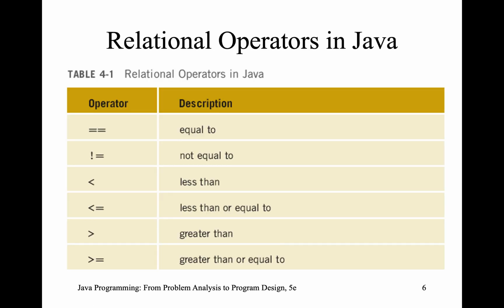So these are our relational operators. This means that you're going to compare two things and you're going to see if they're equal to each other. And just like in C++ and in other languages, we use two equal signs because one equal sign means to assign. So if you use one equal sign, you're assigning a value like x equals 10, but two equal signs means that you're comparing the value on the left to the value on the right. Not equal to, less than, or equal to, greater than, or equal to.